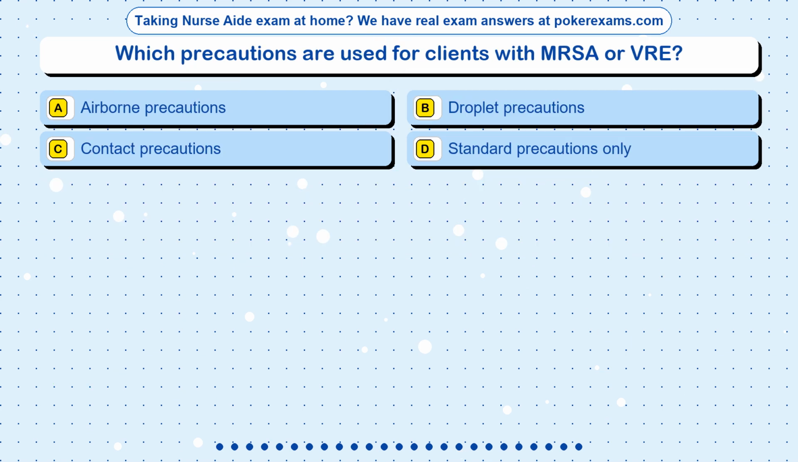Question 15. Which precautions are used for clients with MRSA or VRE? Option A, airborne precautions. Option B, droplet precautions. Option C, contact precautions. Option D, standard precautions only.